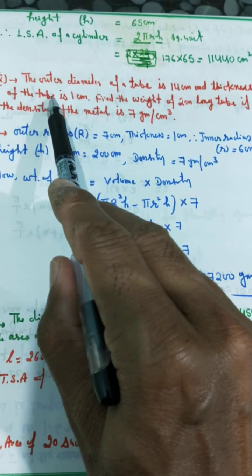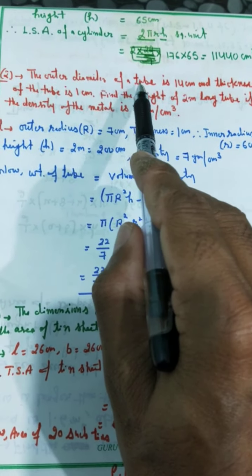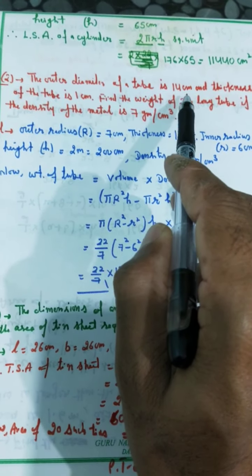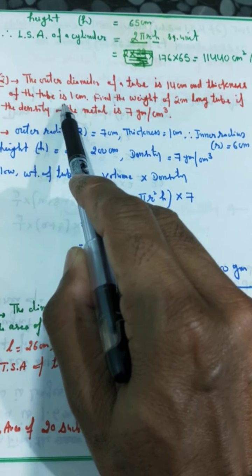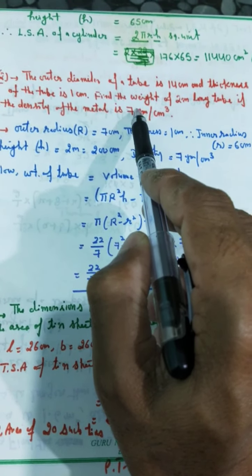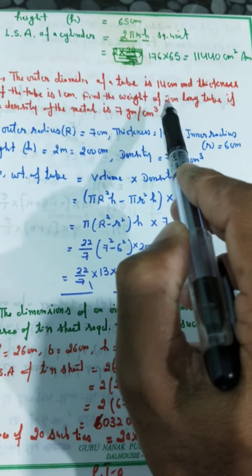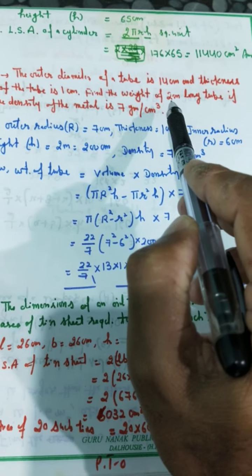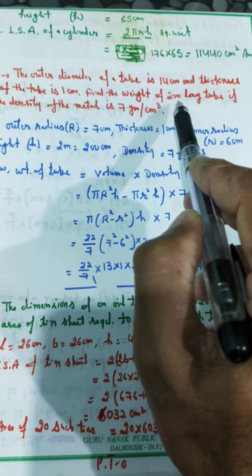Second, the outer diameter of a metallic tube is 14 centimeter, and the thickness of the metallic tube is 1 centimeter. Find the weight. So what will be the weight? Volume into density of a 2 meter long tube, 2 meter length of the metallic tube. The height of the metallic tube is 2 meter.